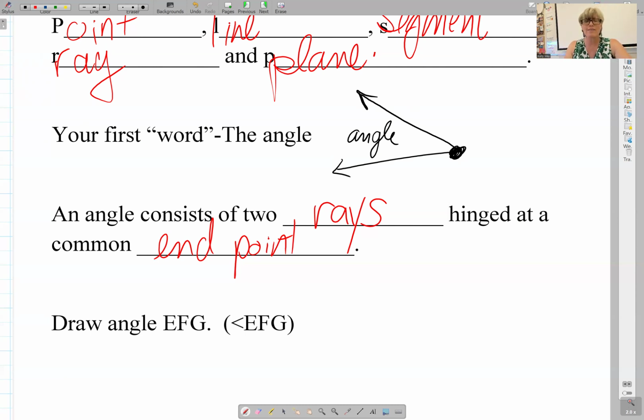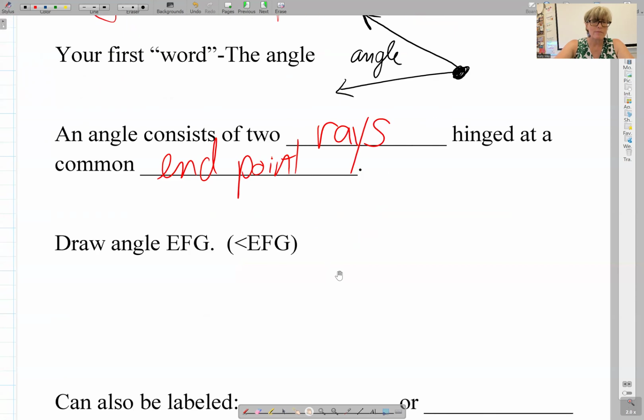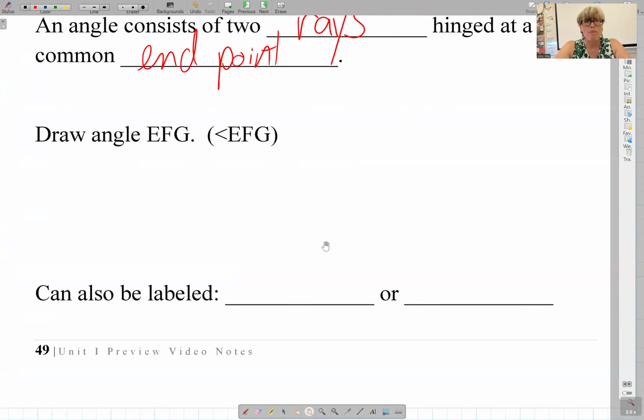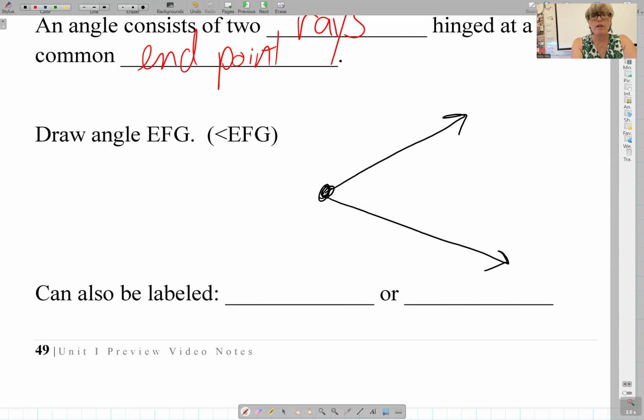You got 2 letters. So I'm going to draw an angle, EFG. So I start with an endpoint, a ray, endpoint, and a ray. This is really important. You understand how to label. That center letter is this common hinge point. It's also known as a vertex. So that's very important. You put that in the right place.